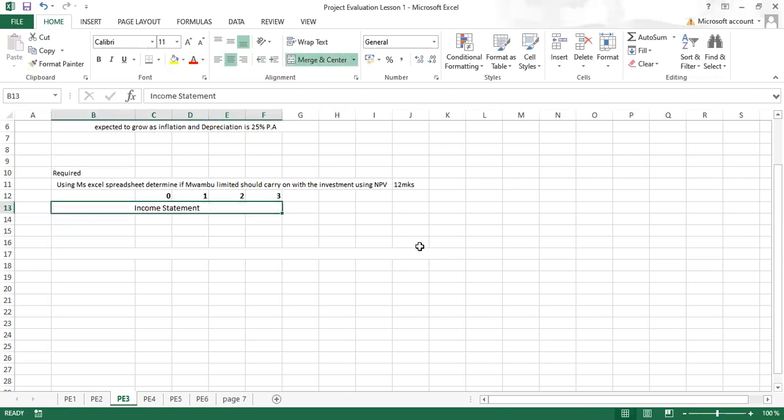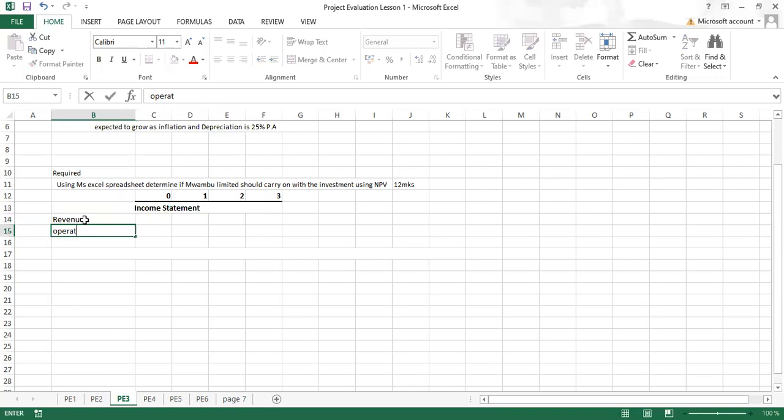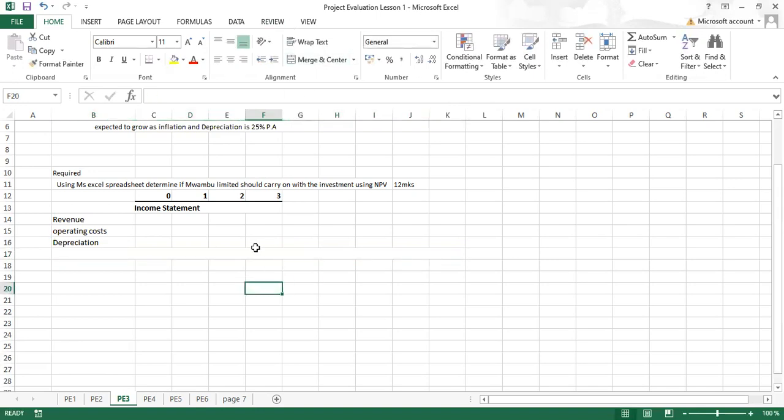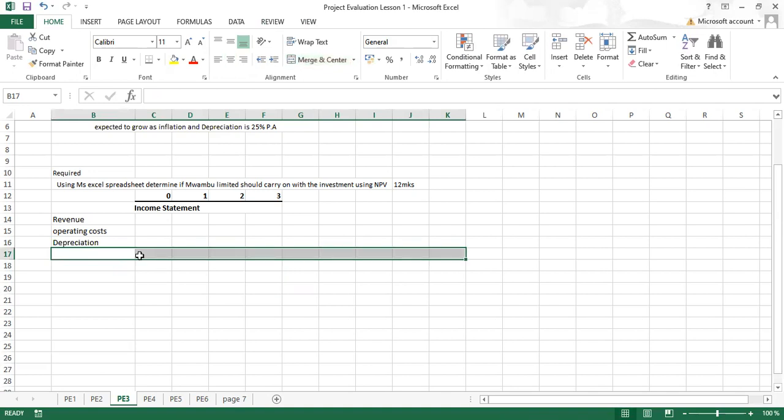Merge and center, Control B. So we have the incremental revenue. We have the revenue. We also have operating costs that will increase. Oh, we also have depreciation. This one is not merged. I'll do this. It's merged, so I'll unmerge.